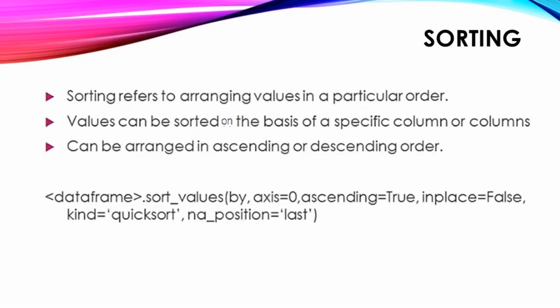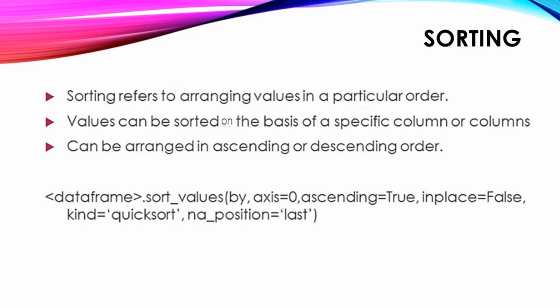So now we shall begin with the second topic, that is sorting. Sorting refers to arranging values in a particular order. Now we all know sorting means order by, that is ascending or descending. Values can be sorted on the basis of a specific column or columns. It means on a single column you can perform sorting, or on multiple columns you can perform sorting.